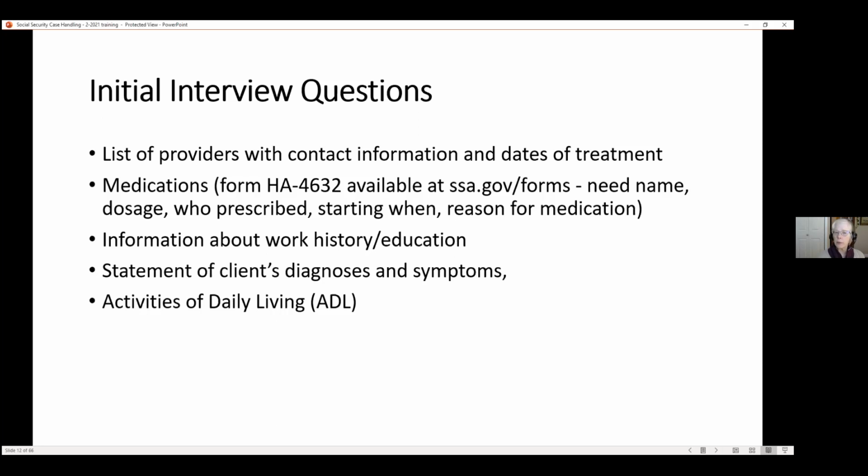Then there's a statement of ask the client if they know what diagnoses they have and what their symptoms are. You want to try to quantify the symptoms. Okay, I have panic attacks. How often do you have panic attacks? Once a year? Once a month? Every other day? How often does this happen? What causes it? Is there anything you do to relieve it? Is there anything that brings it on? Those types of questions to get a sense of how serious that symptom is.